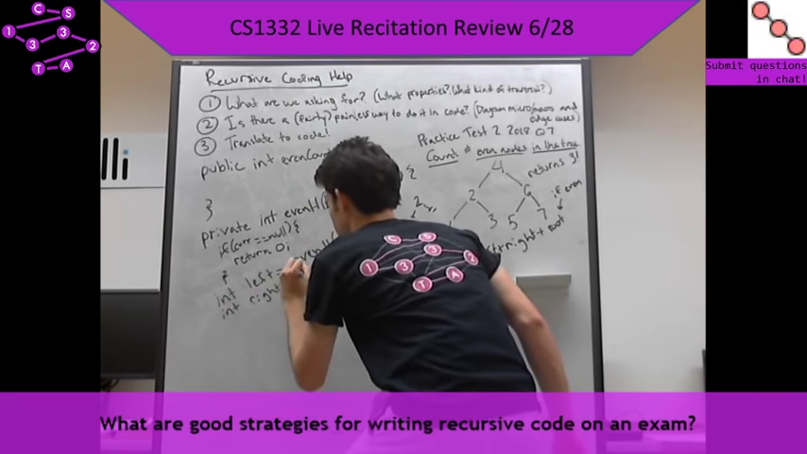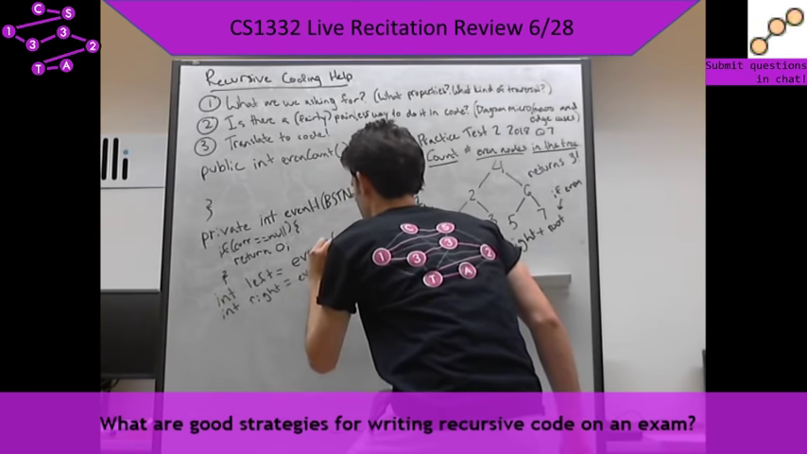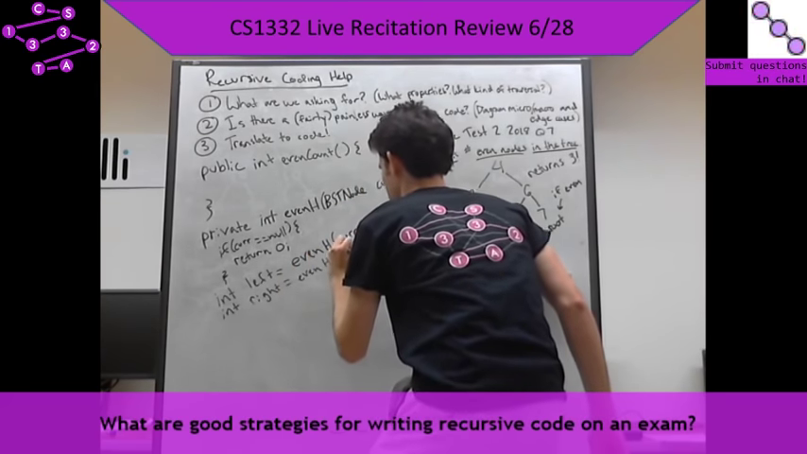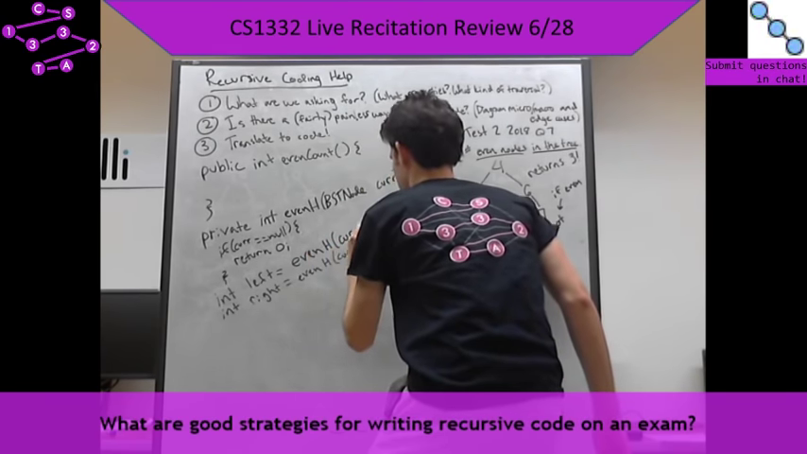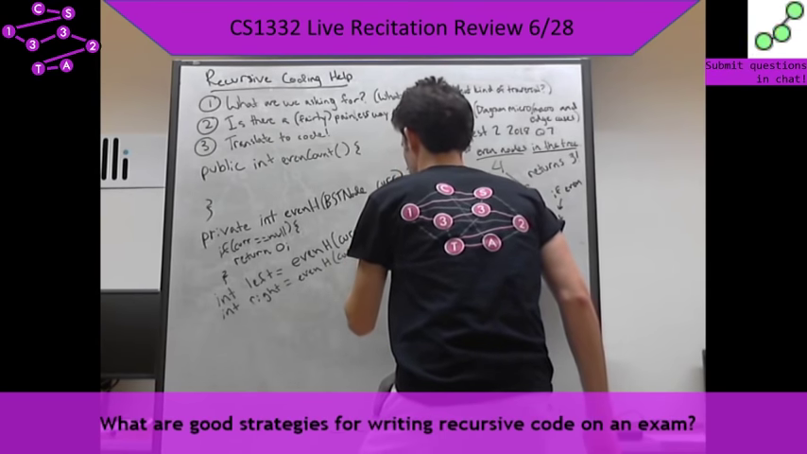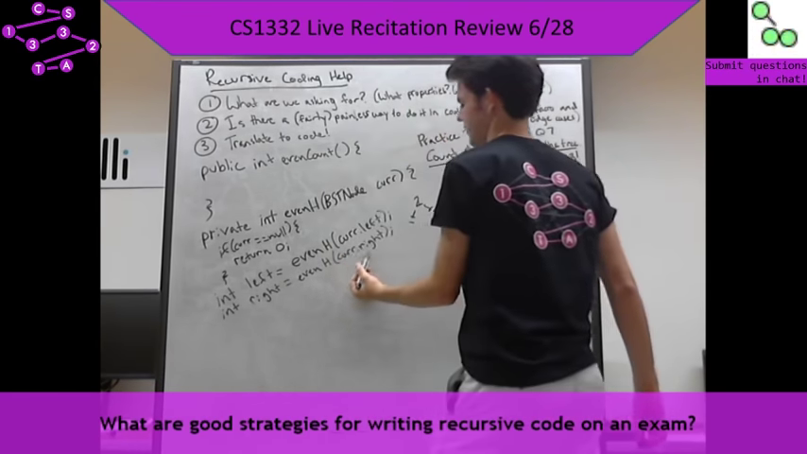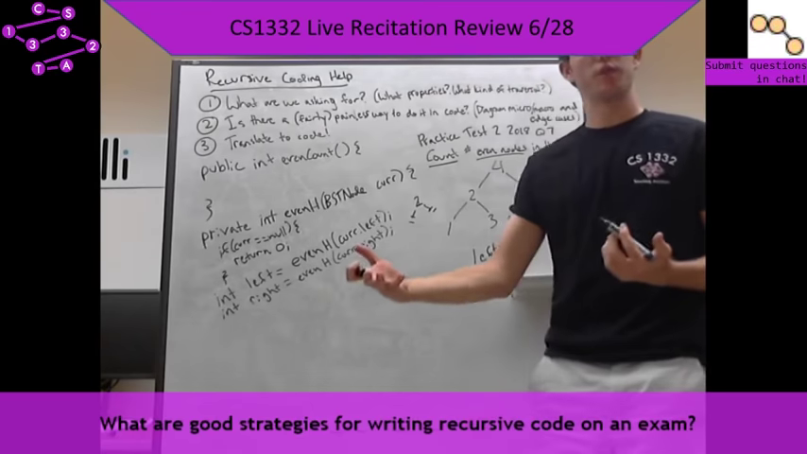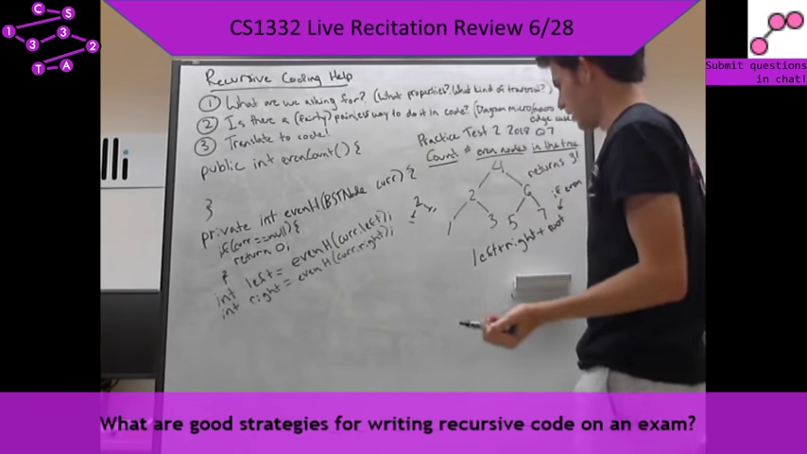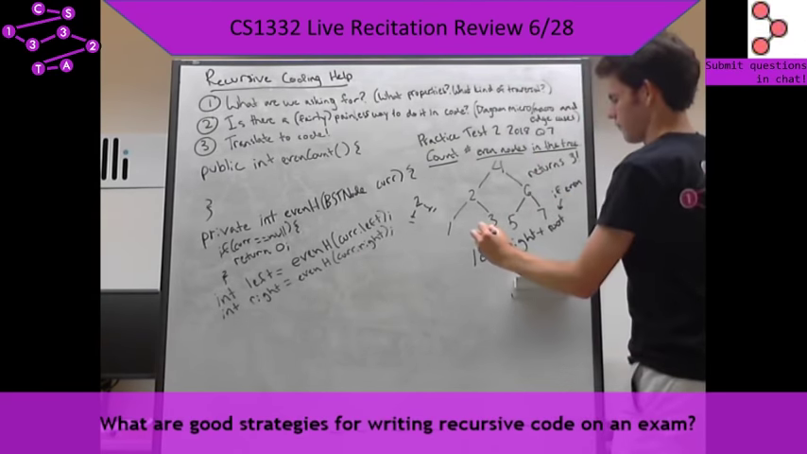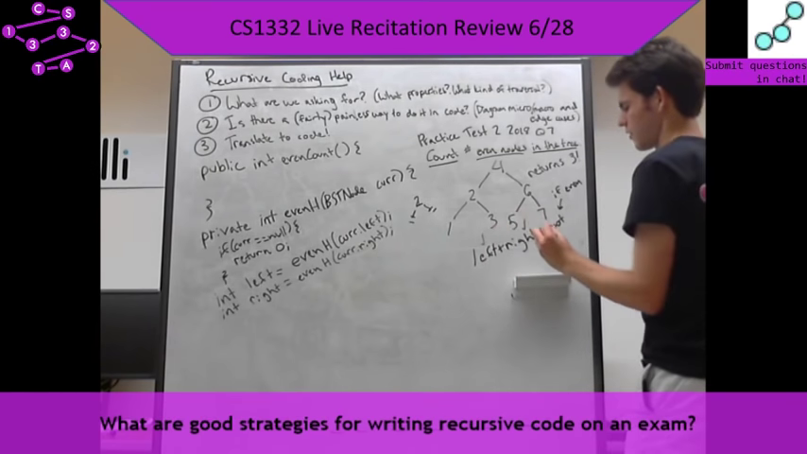Int right equals even h, I'm going to say cur dot right. Notice I'm accessing these fields without a getter or a setter. That would also be denoted in the instructions, but I didn't want to write a whole paragraph out. Okay, so now I have the left bit of information and I have the right bit of information.